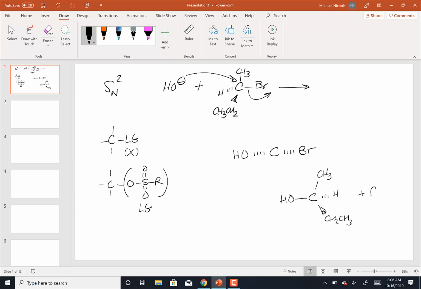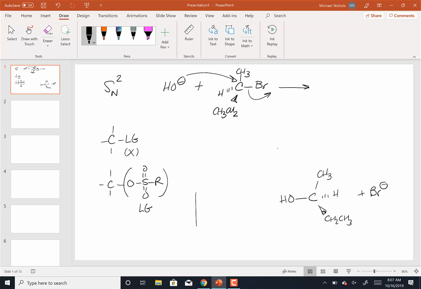And then over here we would have our Br minus. So in terms of the final product, the OH comes in and substitutes for the bromine, but now the OH is pointed to the left. And so that makes this the final product. What we then do is write the transition state.